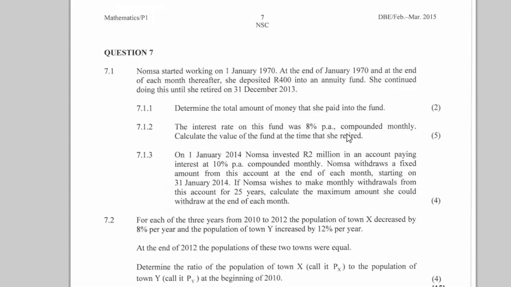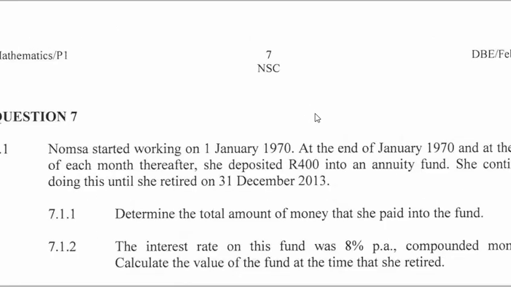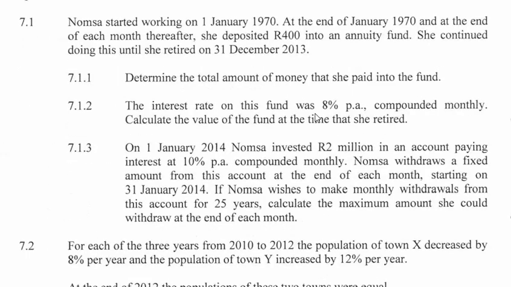Now, this is Nomsa. Nomsa started working on the 1st of January 1970. At the end of January 1970 and the end of each month thereafter, she deposits 400 Rand into an annuity fund. She continued doing this until she retired on 31 December 2013. Determine the total amount of money that she paid into the fund.